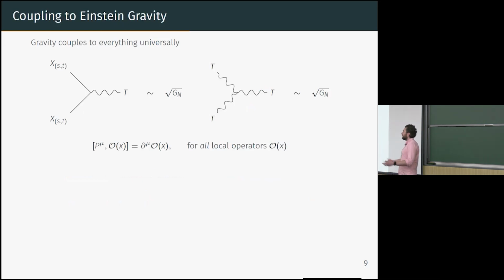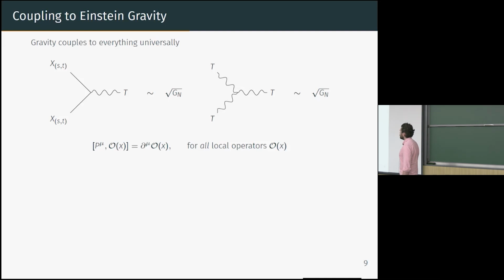I just sort of assumed a kind of interaction in the theory. We want to do something more systematic, and the way to do that is to think about coupling these things to gravity. And the reason this is powerful is that gravity couples to everything universally. So there are some interactions in the theory that you're not allowed to set to 0. In particular, the graviton couples to matter fields and to itself with the same strength that in the bulk is determined by the square root of G Newton.